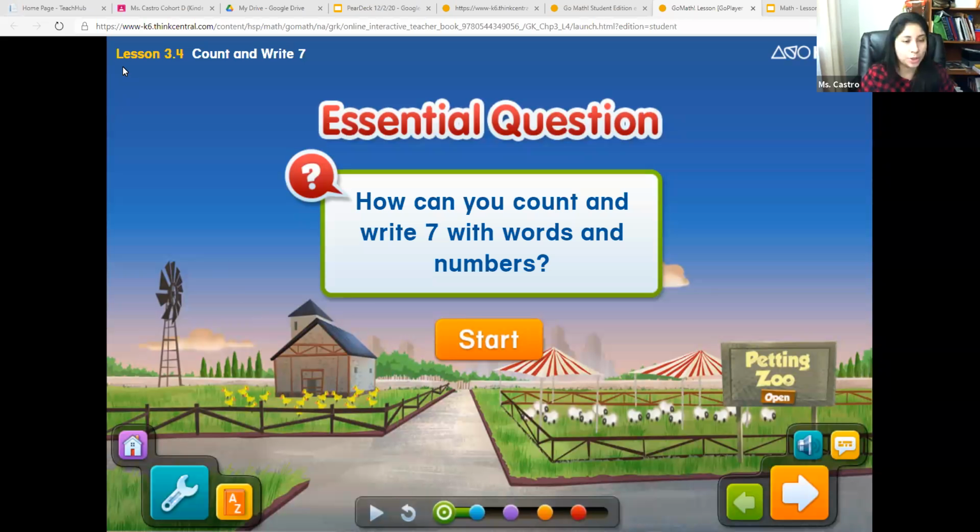Today, boys and girls, we're going to work on lesson 3.4. We're going to learn how to count and write the number 7. How can you count and write 7 with words and numbers?